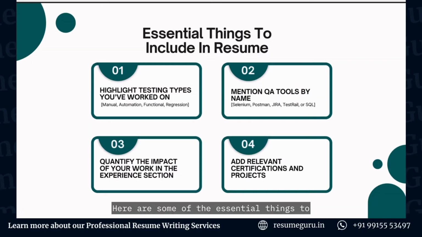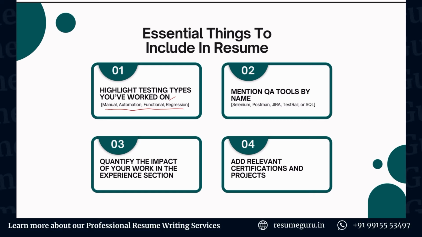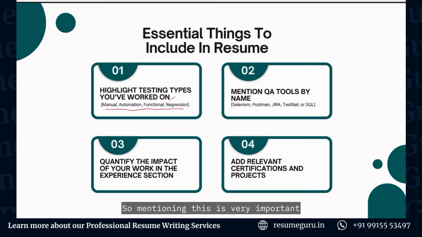Here are some of the essential things to include in a quality analyst resume. Number one being highlighting the testing types that you worked on. Now, testing types can be of many types, such as manual, automation, functional, regression, and each has its specific purpose and requirement, especially depending on the field that you're doing quality analysis for. So, mentioning this is very important.